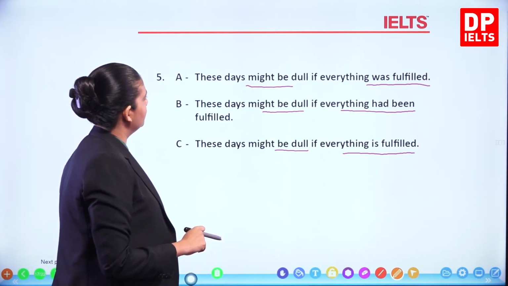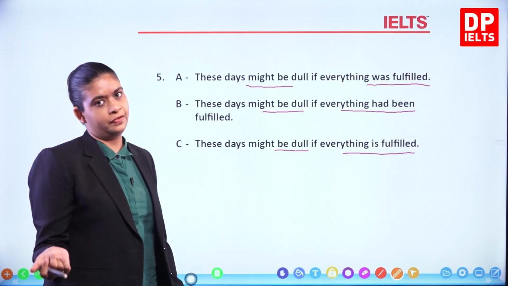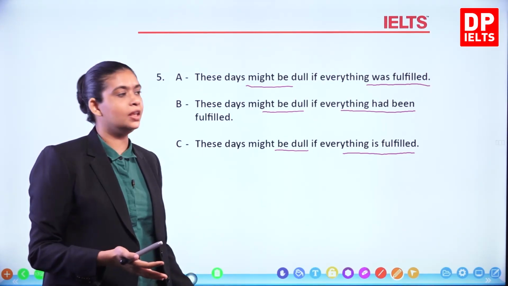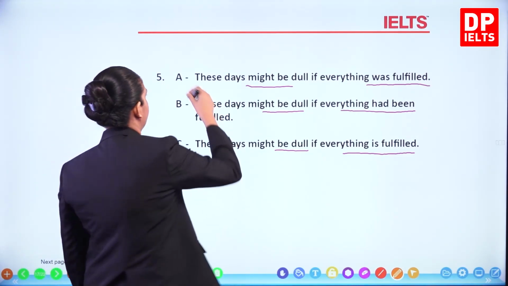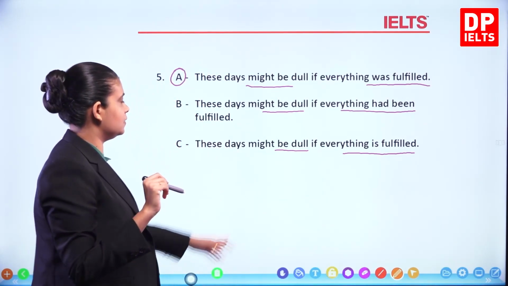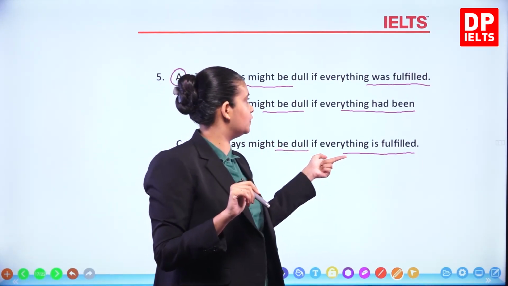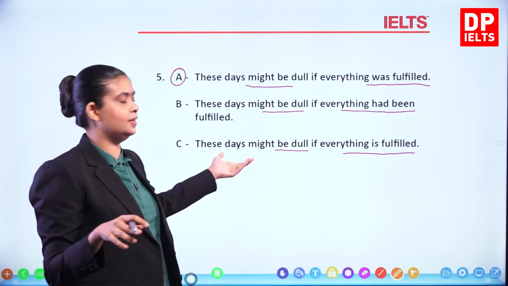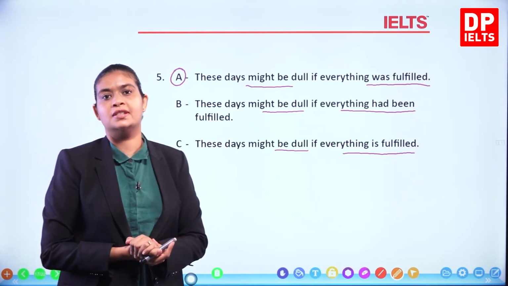Number 5. These days might be dull if everything was fulfilled. Okay, so this is something unlikely to happen. So if everything was fulfilled, A seems okay. If everything had been fulfilled, then might be dull is incorrect. Might be dull if everything is fulfilled. It's not something likely to happen, fulfilled and then the days being dull. So A is the only correct answer.